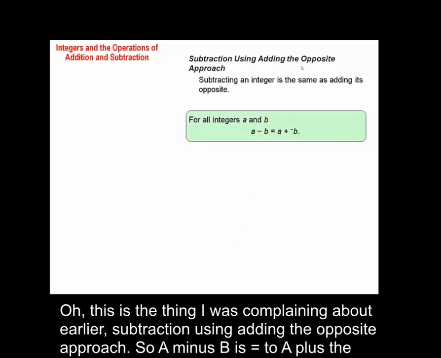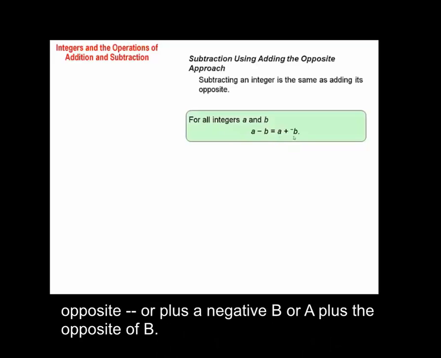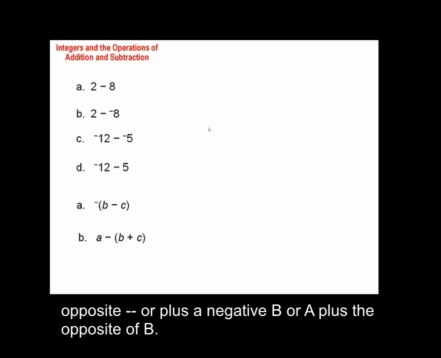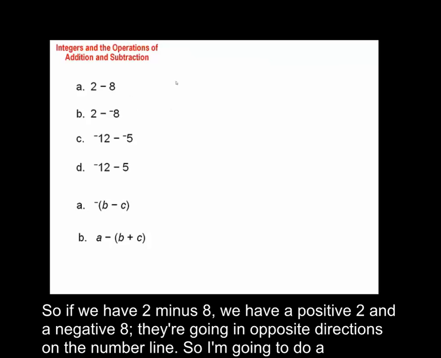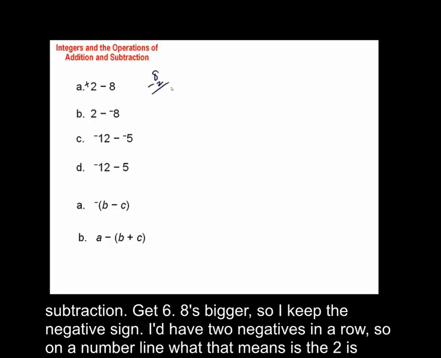Oh, this is the thing I was complaining about earlier. Subtraction using the adding the opposite approach. So a minus b is equal to a plus a negative b, or a plus the opposite of b. So if we have 2 minus 8, we have a positive 2 and a negative 8. They're going in opposite directions on the number line, so I'm going to do a subtraction, get 6. 8's bigger, so I keep the negative sign.